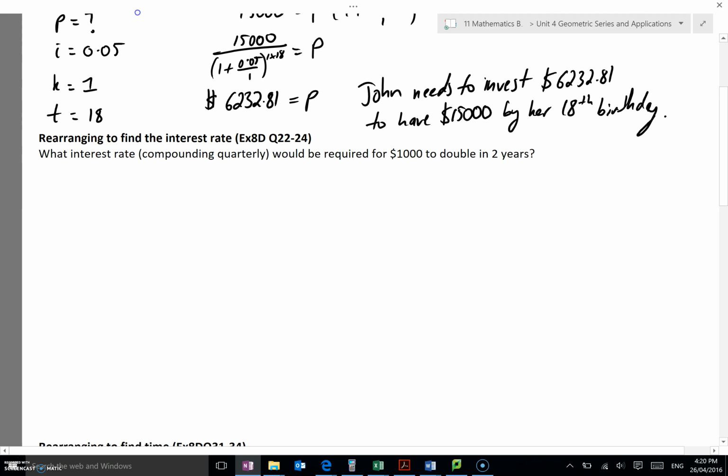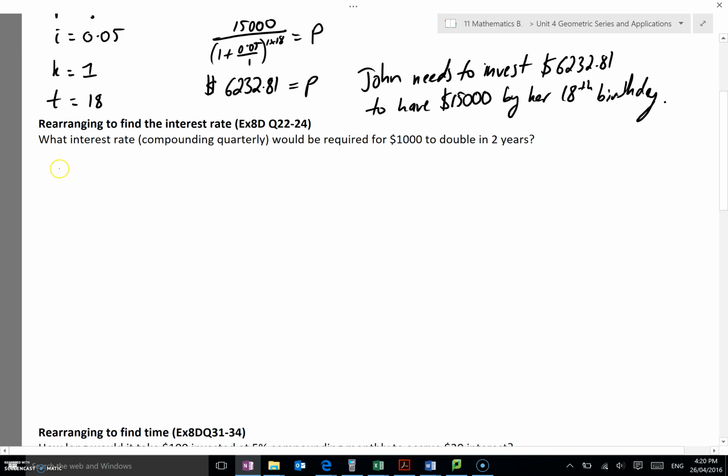Rearranging to find the interest rate, we'll do exactly the same. What interest rate compounding quarterly would be required for $1,000 to double in 2 years? Nothing has changed but the game. Do exactly the same. What things do we know? We don't know the interest rate. Compounding quarterly, K equals 4, would be required for a principal of 1,000 to double, so to become 2,000, in 2 years.